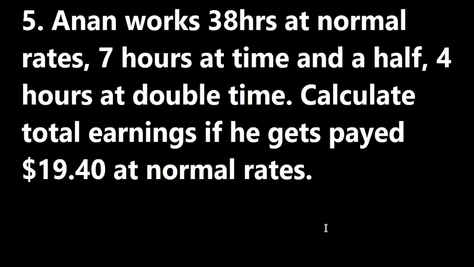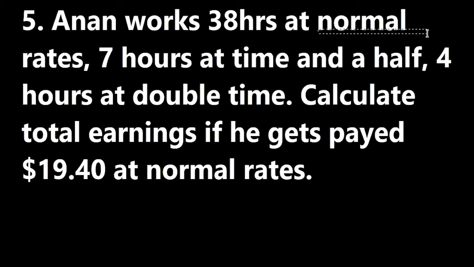Okay, so moving on to question 5 now. So Anand works 38 hours at normal rates, 7 hours at time and a half, and 4 hours at double time. Calculate his total earnings if he gets paid $19.40 at normal rates. So this question is quite straightforward. All it's doing is it's testing that we understand what the various times mean.